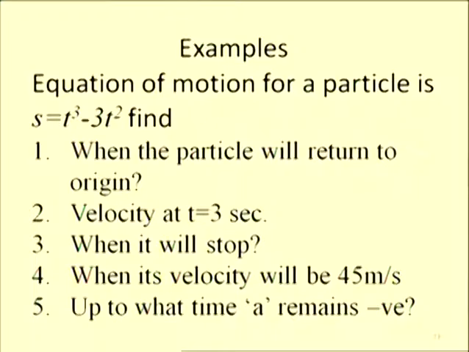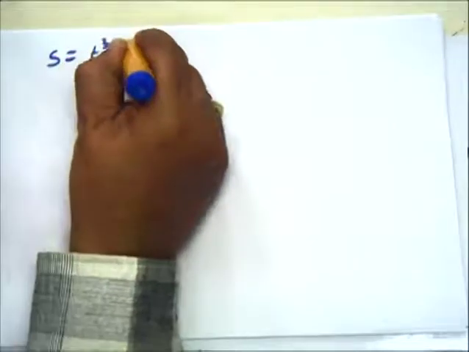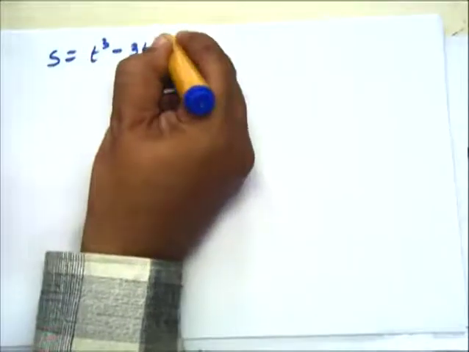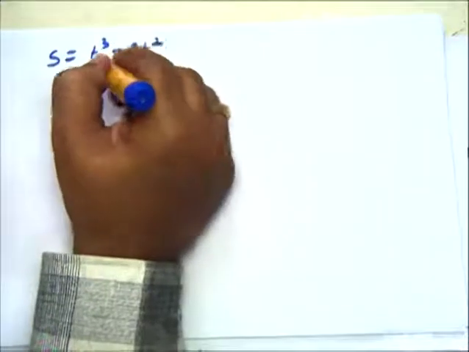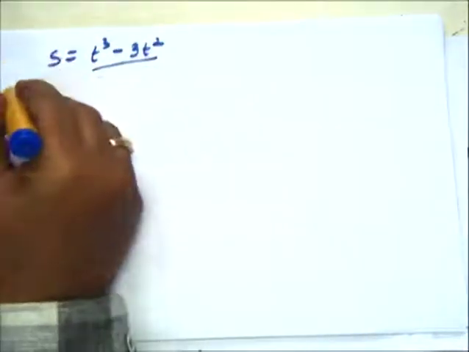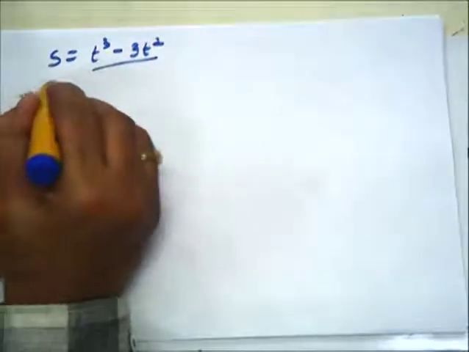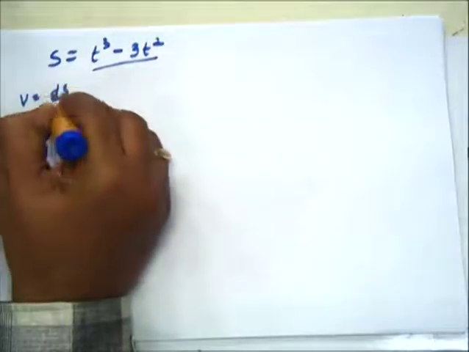So let us give the answers one by one. The equation is s equal to t cube minus 3t square. This is the equation of motion. Let us find out v first, that is ds by dt.